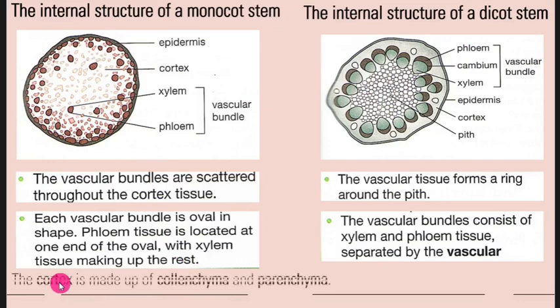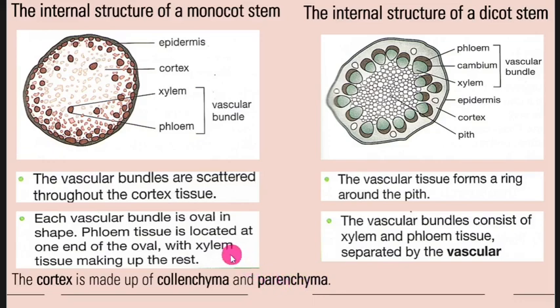And also what you should know is that the cortex is made up of collenchyma and parenchyma. All right, so the cortex here, this part here, and the cortex also here, in both, this cortex is made up of collenchyma and the parenchyma. I don't know the spelling for these guys.